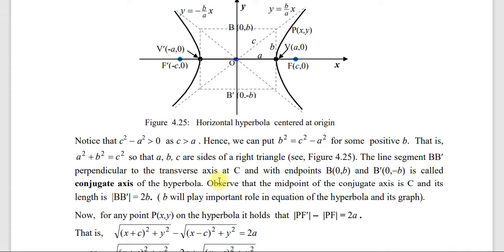The line segment b prime b, perpendicular to the transverse axis at c, with endpoints b (0, b) and b prime (0, minus b), is called the conjugate axis. ይባላል። conjugate axis አይታችኋል። ከዚህ እስከዚህ ትራንስቨርስ አክሲስ ብለናል። ከዚህ እስከዚህ ደግሞ ኮንጁጌት አክሲስ መያዝ አለባችሁ። ይሄ ተርሚኖሎጂ ነው። Observe that the midpoint of the conjugate axis is the center, and its length is the magnitude of b prime b, which is equal to twice b.